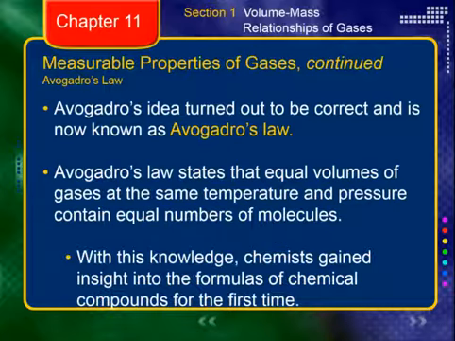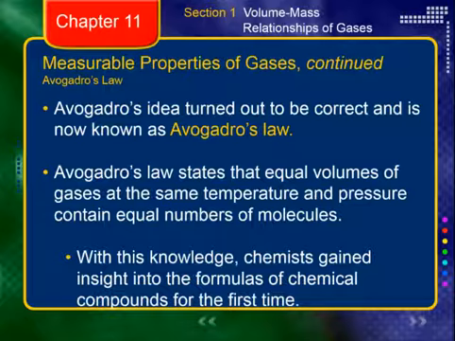So continuing with Avogadro's idea. Avogadro's idea turned out to be correct and is now known as Avogadro's law. So here we have another law for you to remember. Avogadro's law states that equal volumes of gases at the same temperature and pressure contain equal numbers of molecules. Again, all gases at the same conditions, right? Same temperature, same pressure. No matter what the gas is, equal volumes have equal numbers of molecules.